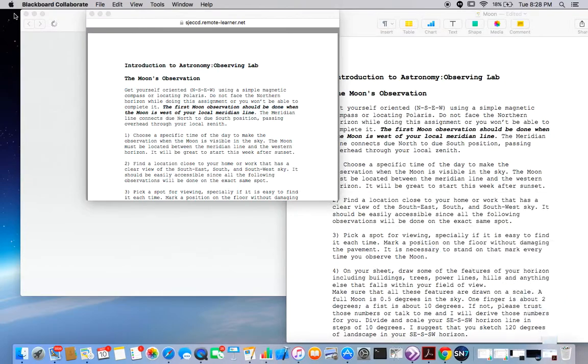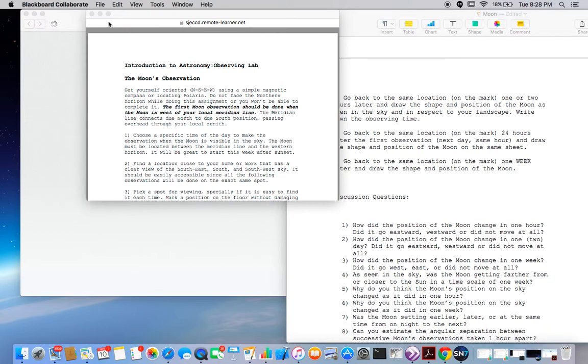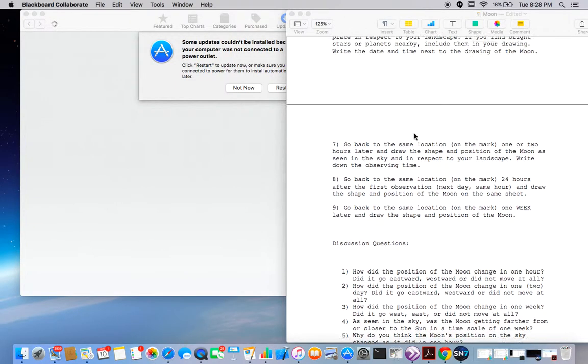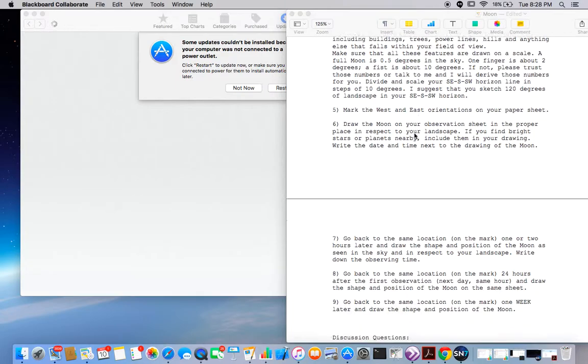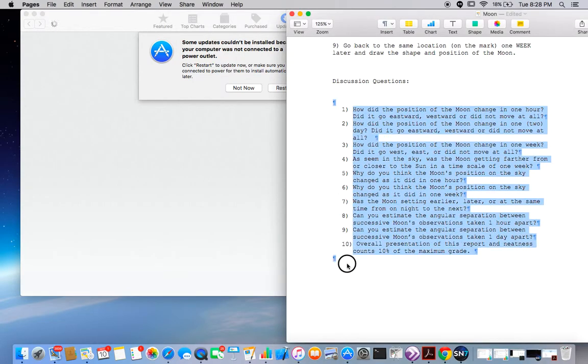Where are they? There you go. So I have all these suggestions and detailed steps on what to do, and then I have 10 questions you must answer. So how did the position of the moon change in 1 hour? Did it go eastward, westward? Where did it go? And then you answer that. And then you do the same for question number 2, and so on.